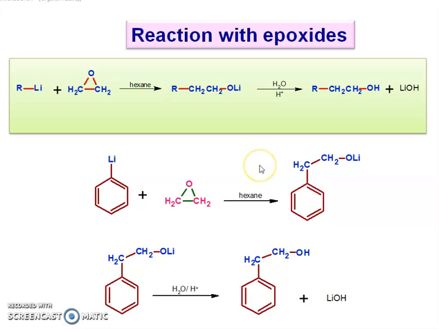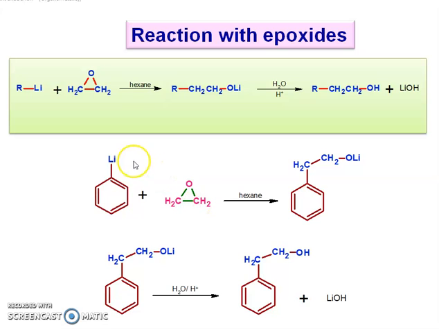Now we will see the next reaction, reactions with epoxide. You know that organolithium compounds add to the epoxide ring, so ring opening can be done. The resulting product on hydrolysis gives a primary alcohol having two additional carbon atoms. A similar reaction can be done with Grignard reagents.